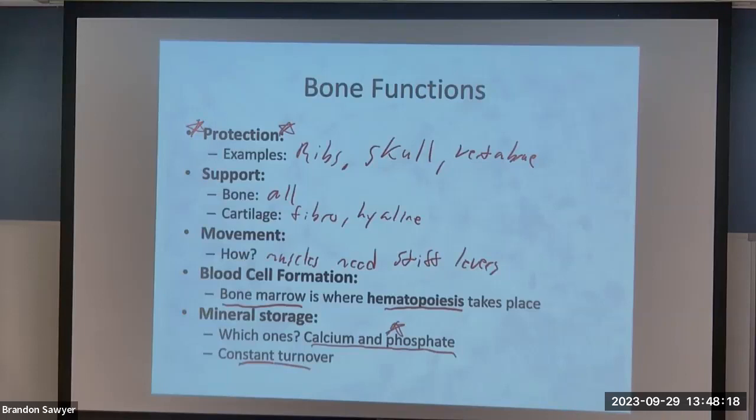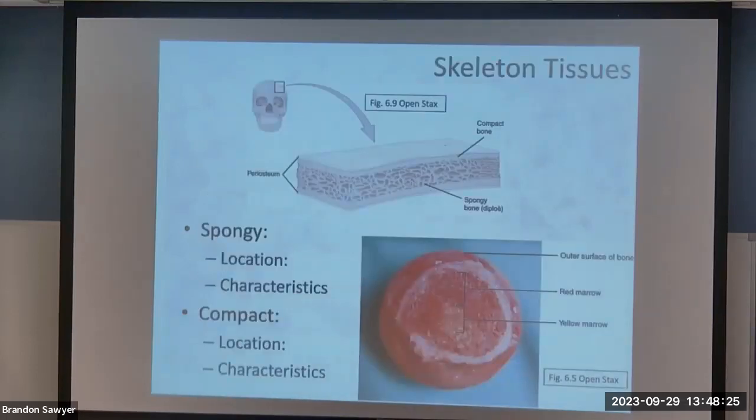All right, questions on any of those functions of bone so far? Okay. All right, so a little bit about what the typical bone looks like, okay?